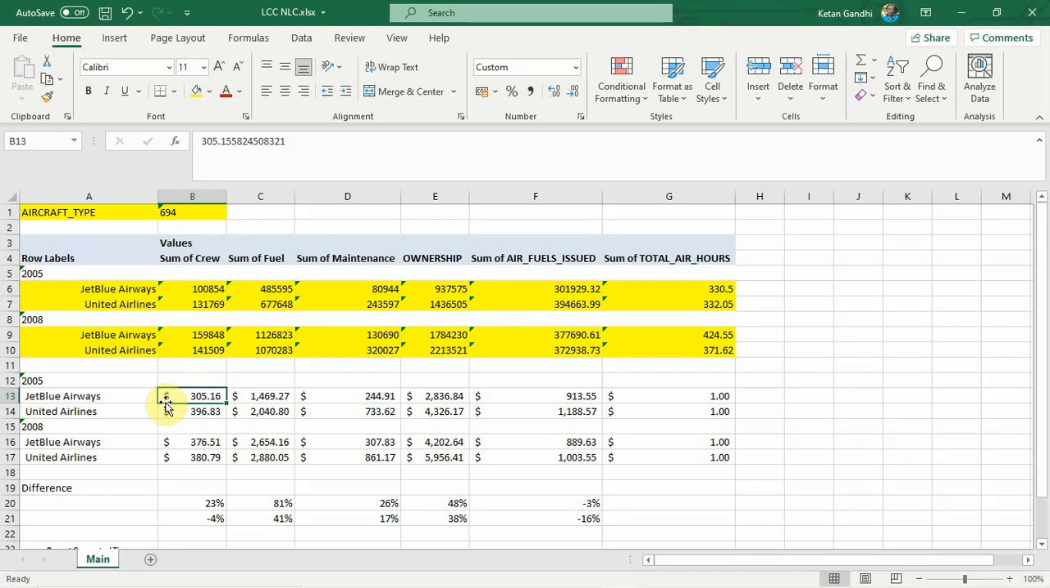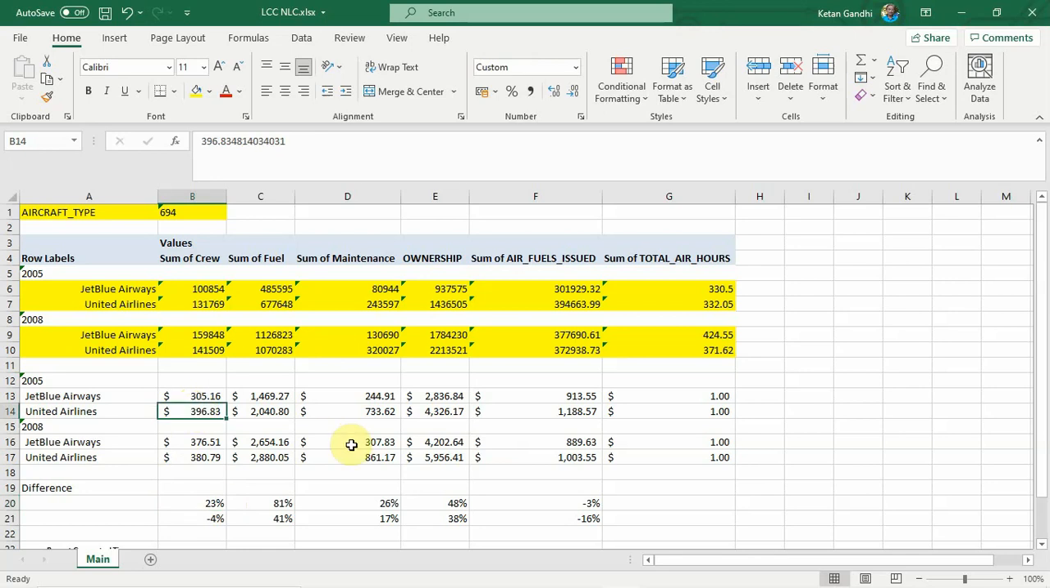So we see this JetBlue Airways, 3,000 so and so was for 2005, and for 2008 was 3,765.1. That is the crew cost. So when we compare both of these, we get the difference. So there is an increase of 23% for the crew cost for JetBlue Airways from 2005 to 2008. So the difference is a 23% increase in the crew cost for JetBlue Airways.